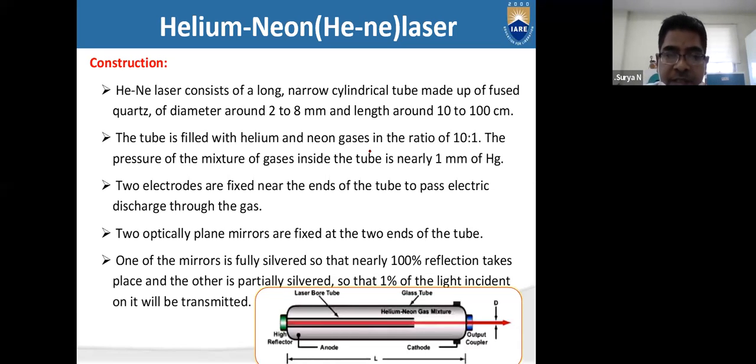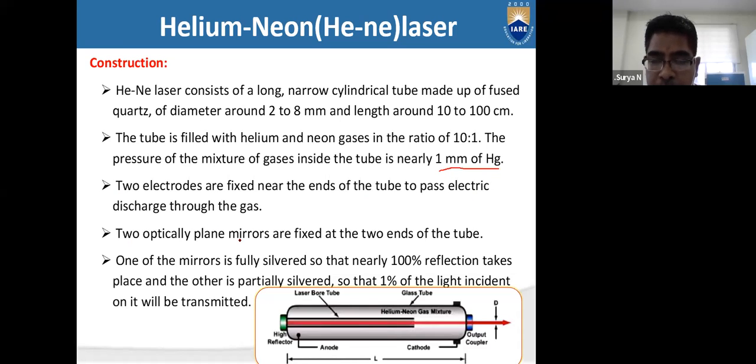So the pressure of the mixture of gases inside the tube is nearly how much? What should the pressure be? The pressure of the mixture should be nearly 1 mm of Hg. This much pressure should be maintained in the gaseous mixture taken. Two electrodes are fixed near the ends of the tube to pass electrical discharge through the gas. This is one electrode and this is the other electrode, one is the anode and the other is the cathode.